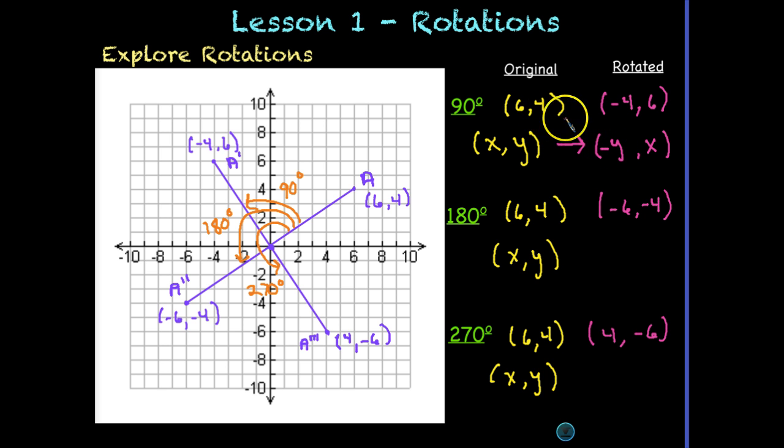Had this started off negative, it would have become positive. Okay, good. Now we have a rule for 90 degrees. Let's come up with a rule for 180 degrees.